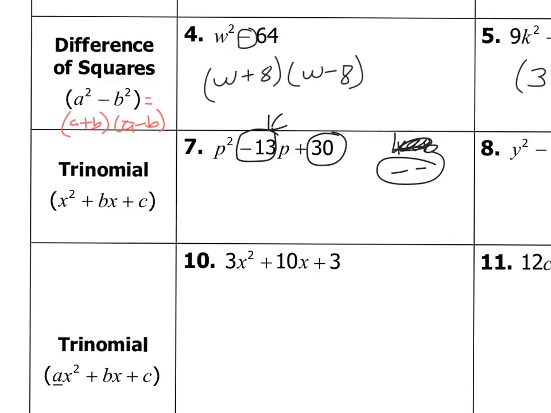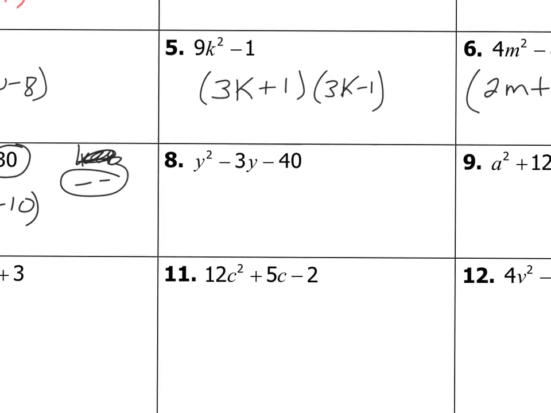All right, so 10 and 3. 10 times 3 would be 30, right? And then negative 10 plus negative 3 would be negative 13. So what would this be? This would be p minus 3 and p minus 10, right? And if you go ahead and multiply all of these out, you'll see that you get p squared minus 13p plus 30.